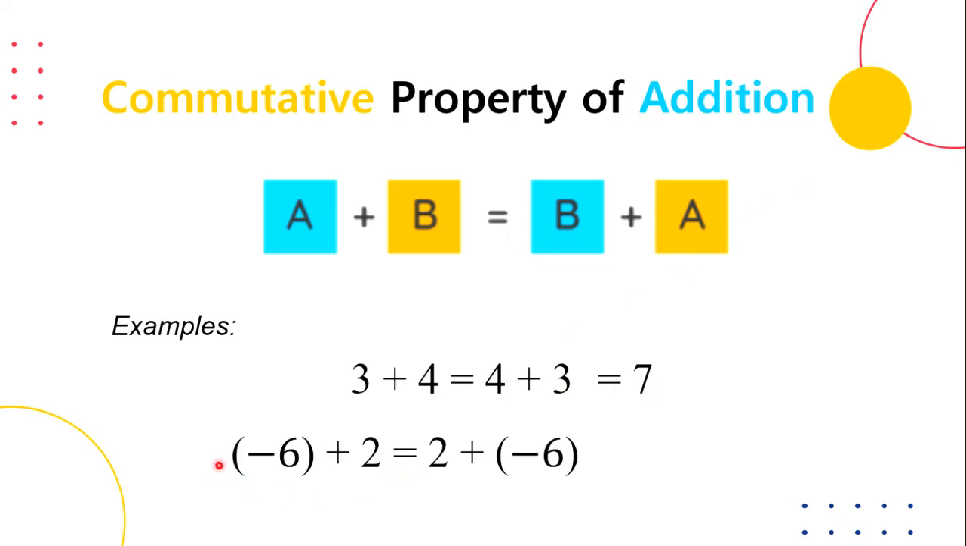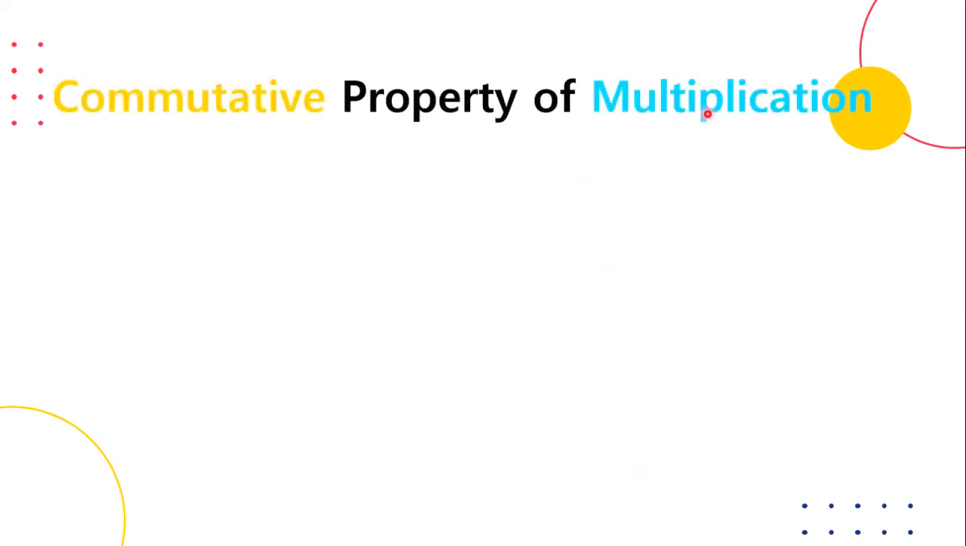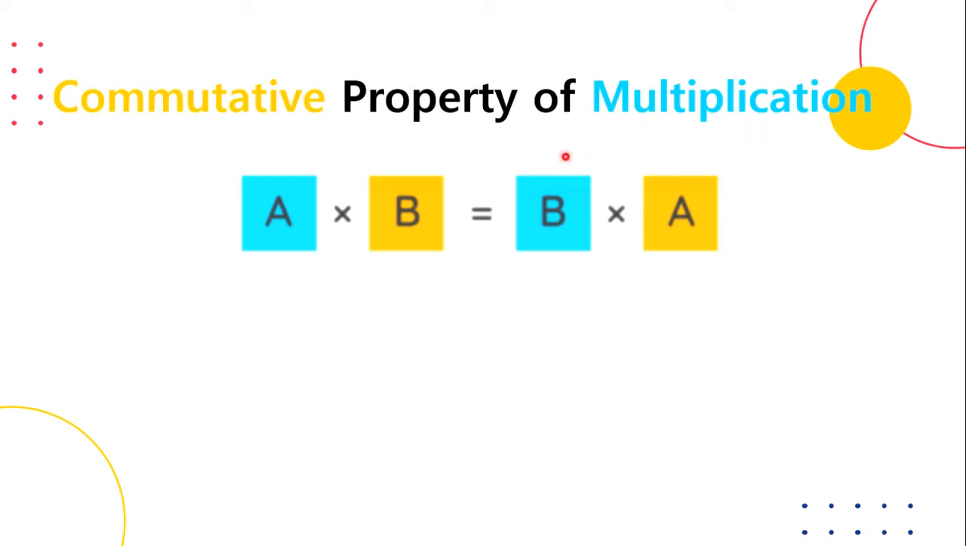Also, negative 6 plus 2 is equal to 2 plus negative 6. So as you can see, we just interchanged their position and the sum would still be negative 4. So let's now have the commutative property of multiplication. We have in the form a times b is just equal to b times a.